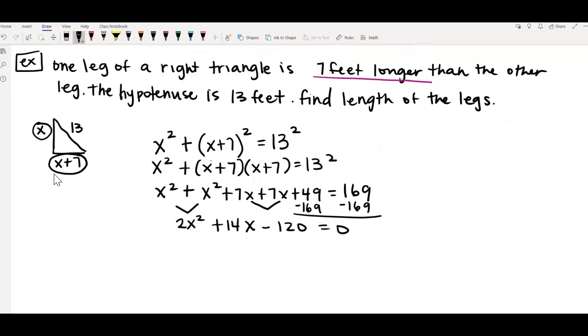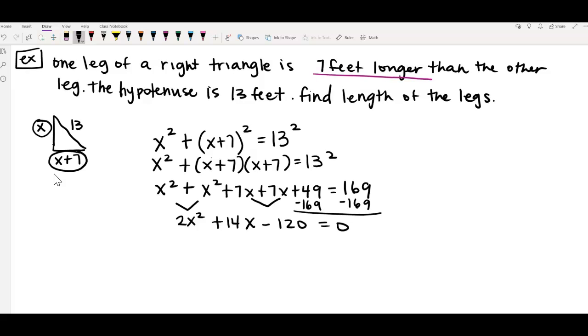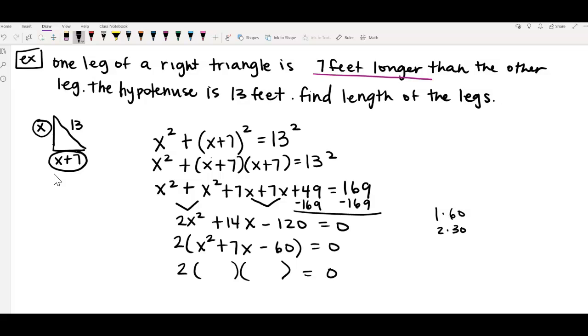All right, now what do we want to do from here? Factor out a 2. Yeah. All right, so we'll just take what we've done before. We want to get this factored. So let's take out a 2. And now I'm trying to think of what times what is negative 60 that adds to be 7. It might take a few minutes to figure out what all those are, but remember, you can work organized and just keep doing this.